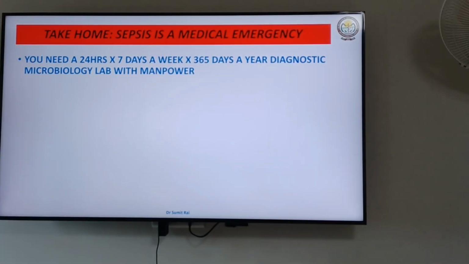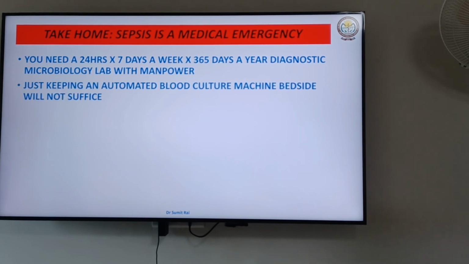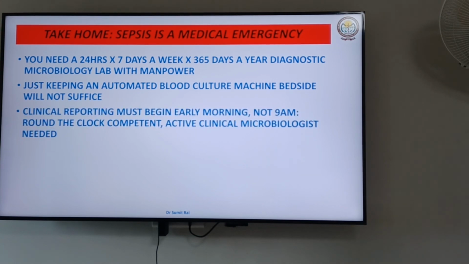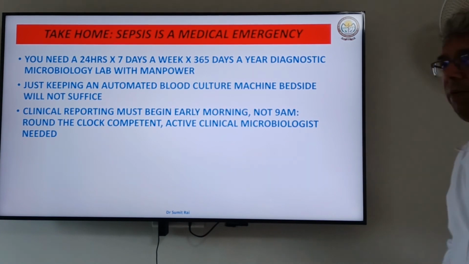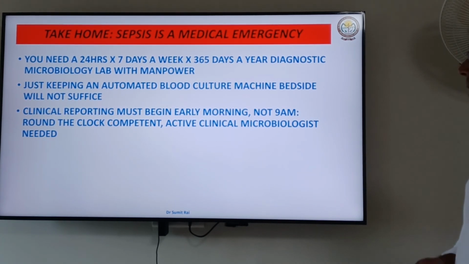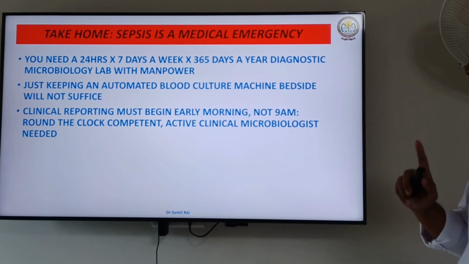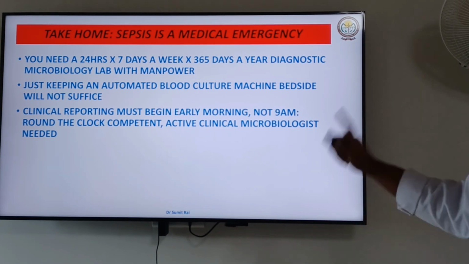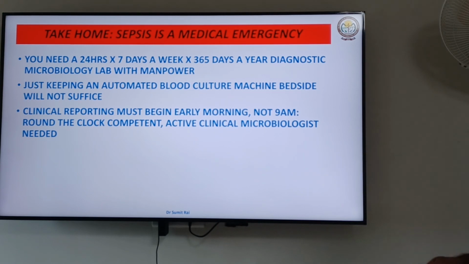So the take-home message is that you need a 24/7 lab working 365 days a year, with a proper diagnostic lab, manpower and competent signatory authority. Just keeping an automated blood culture machine bedside will not suffice. You have to process it as early as possible. Clinical reporting, like in JIPMER also, starts at 7 AM in the morning, so that by 9 o'clock all the reports are ready and all the reports are sent through WhatsApp or through SMS. All the PDFs are sent to the clinicians by the time they reach the rounds.